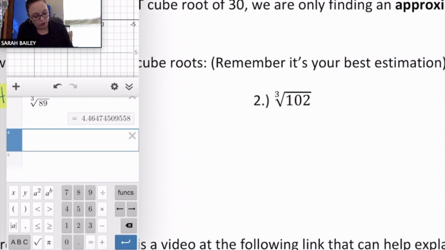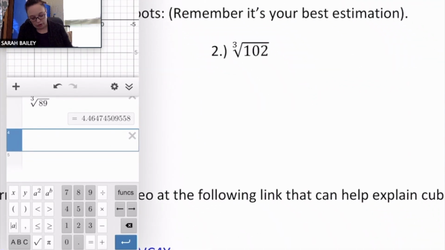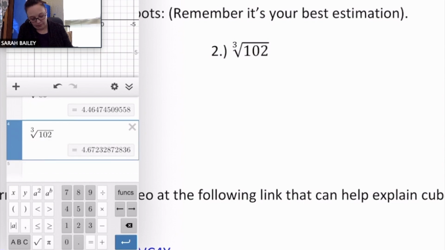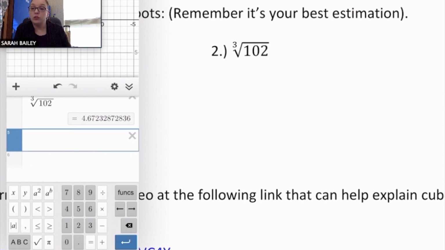And then let's do the cubed root of 102. And if I round that one to the nearest hundredth, I'm going to give it about 4.67. And since I'm rounding, I'm putting a squiggly sign on top of my equals.